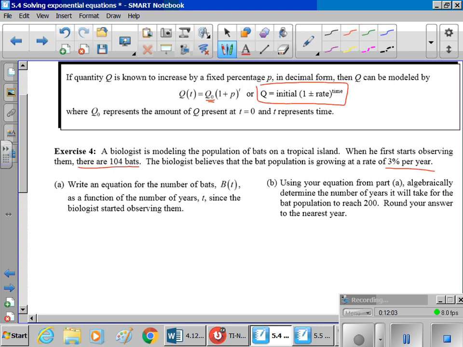So when you have those three things, exponential functions come into play. Also, populations and money are two things that grow exponentially. All right, so A says write the equation for the number of bats, they're going to call it B of t, as a function of the number of years t since the biologist started observing them. So we're going to use our knowledge of writing exponential equations to say B of t is equal to my initial. I know they're growing, so my 3% is 0.03. So 1 plus 0.03 raised to the t power.